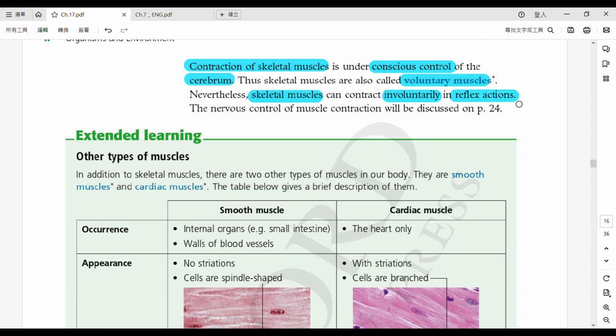So think about the withdrawal reflex and the knee-jerk reflex. Both of them are reflex actions, and you're contracting your muscles involuntarily. The last bit, please also help me copy this word down. This word is called shivering. Shivering means 你打震啦、顫抖啦, 打冷震啦. So shivering is also one involuntary action.